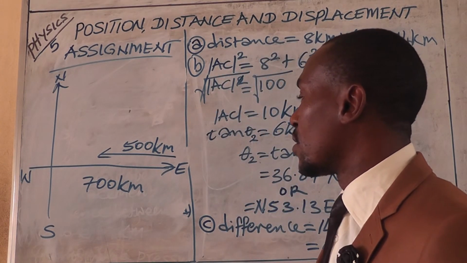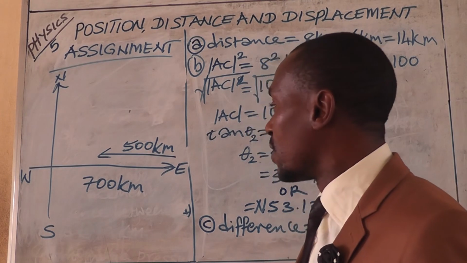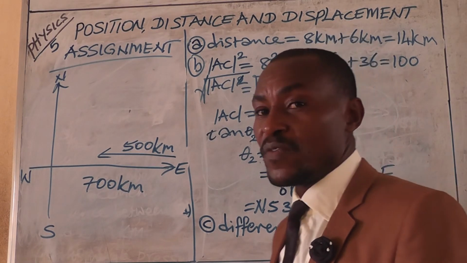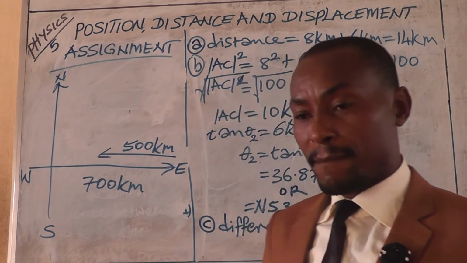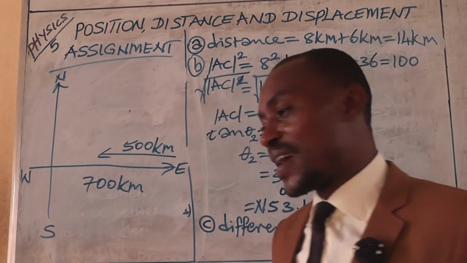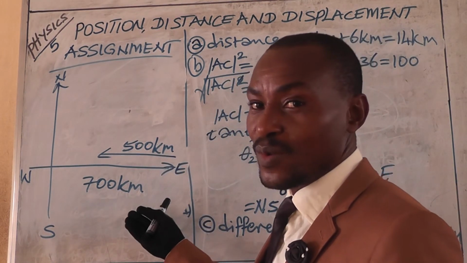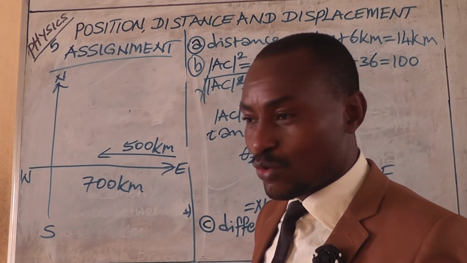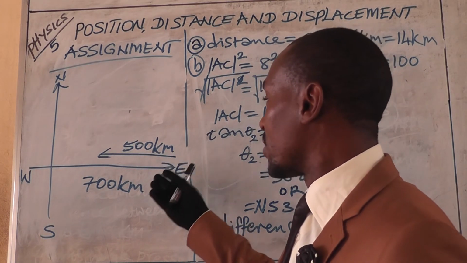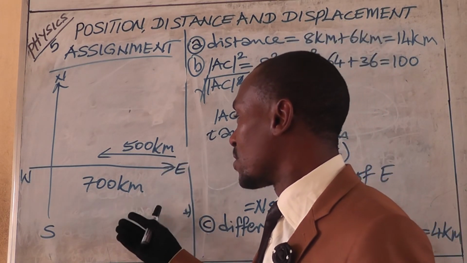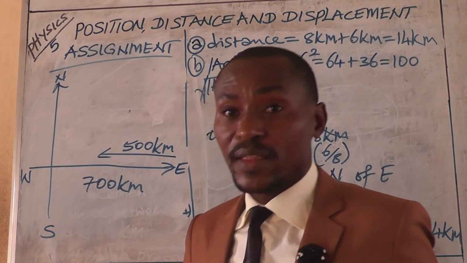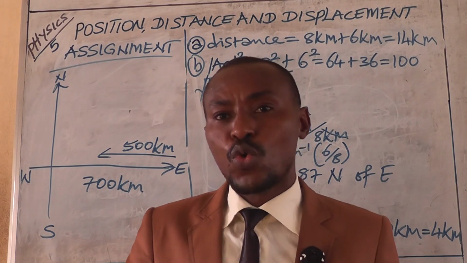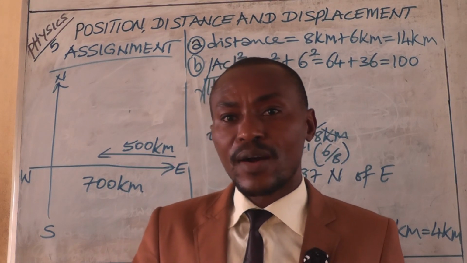Now, finally, what is the difference between the distance covered and the displacement? Remember, the total distance is 1,200. And the displacement is 200. So, 1,200 minus 200. You have 1,000 kilometers. Thank you very much as we move straight to Physics Tutorial 6.